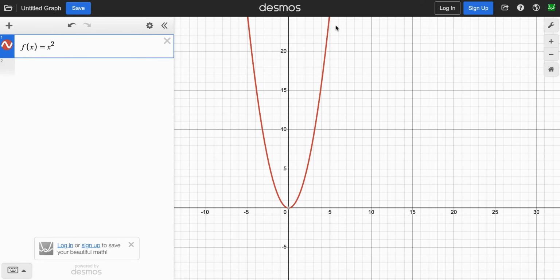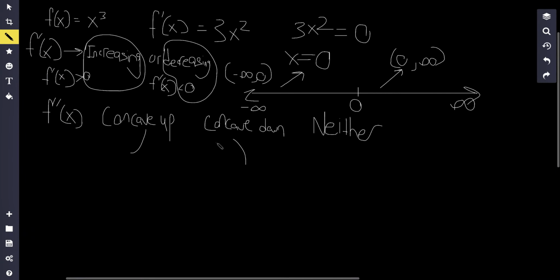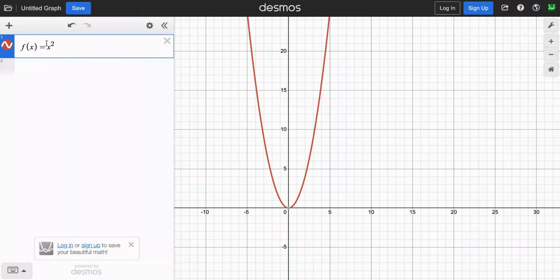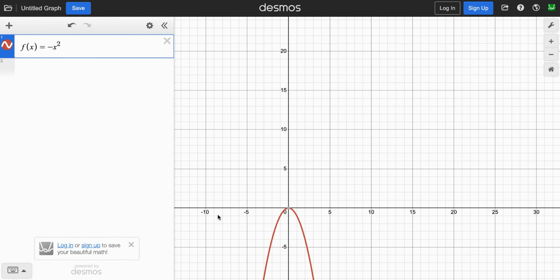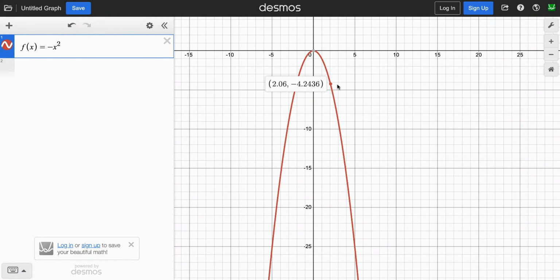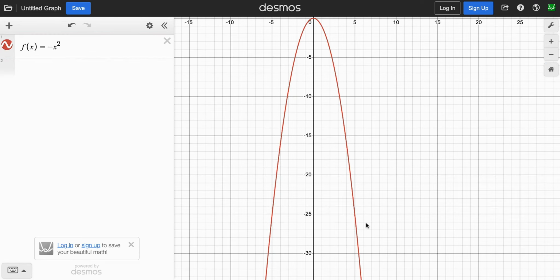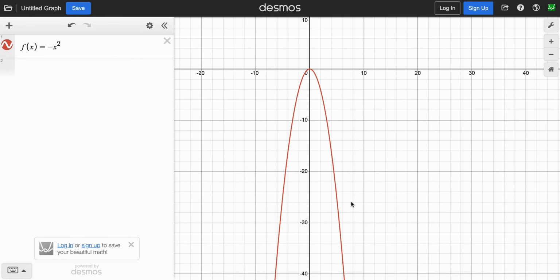You can think about the endpoints as pointing up in this case. While when a graph is concave down, just think about a frown. If I place a negative x squared here, this looks like a frown. Our graph is going to be concave down, and the slope is constantly decreasing.